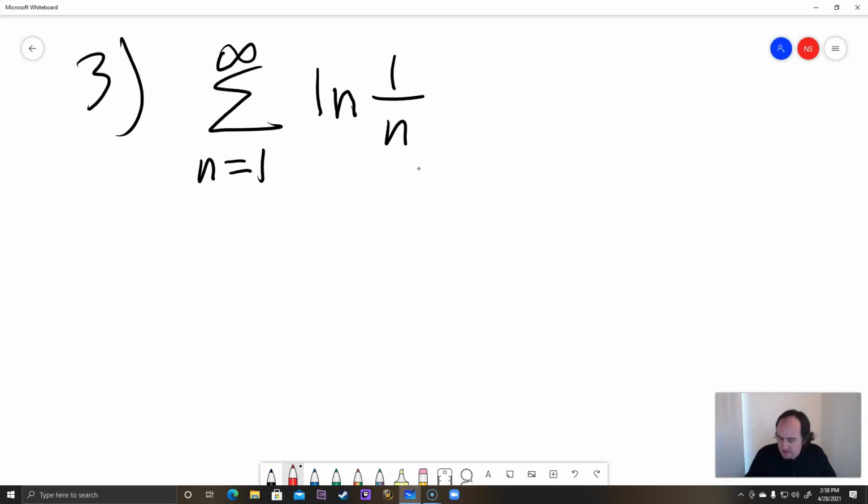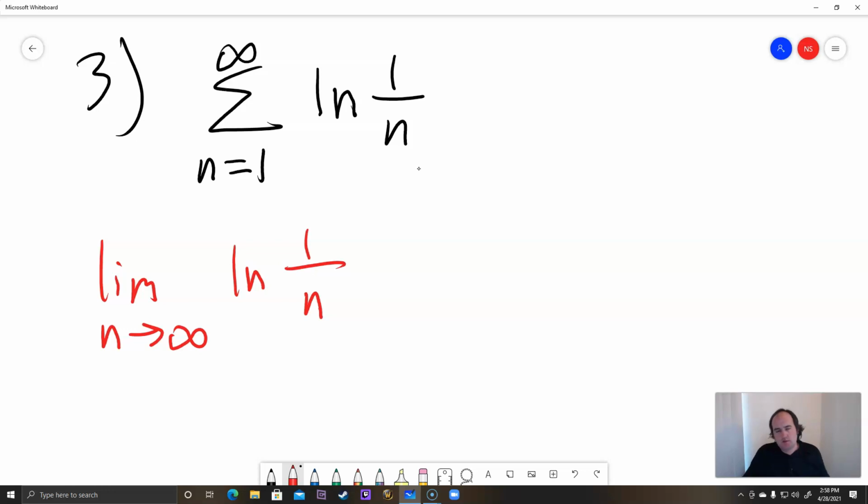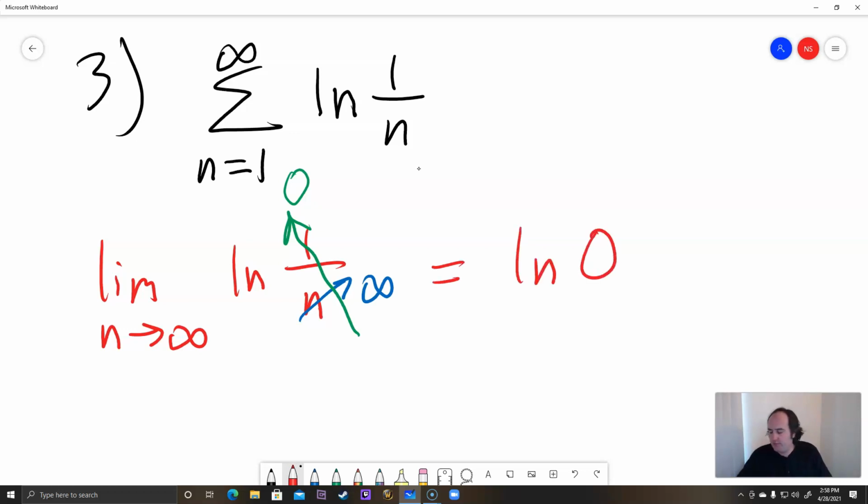So using the nth term test, we're going to be doing the limit as n goes to infinity of ln of 1 over n. As n goes to infinity, this denominator goes to infinity, but because the numerator is fixed, 1 over infinity is going to go to 0. So this whole thing goes to 0, and then we get a weird situation. Here we have natural log of 0, or at least we're approaching that as a limit. I'll put quotes around it because ln of 0 is actually undefined. So the question is, what is this approaching?